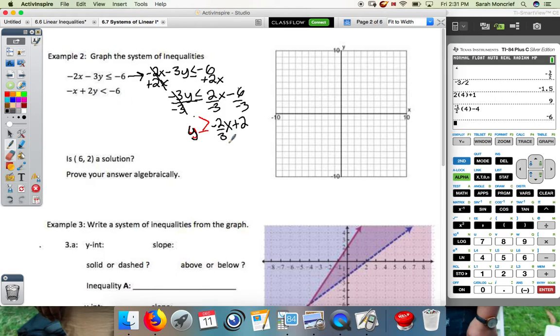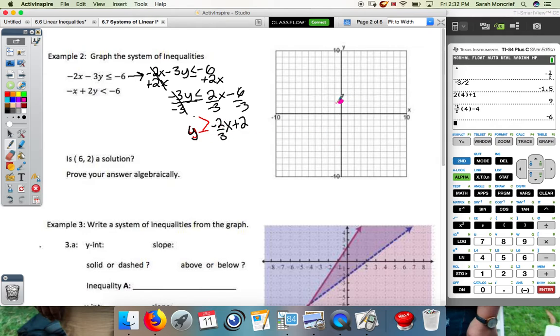Actually, let's go ahead and graph this one. Looking at y is greater than or equal to negative 2/3 x plus 2, where do we want to start? You're right, we want to start with the intercept. And what's my intercept? 2. So let's plot my y-intercept of 2. Now we want to graph the slope.